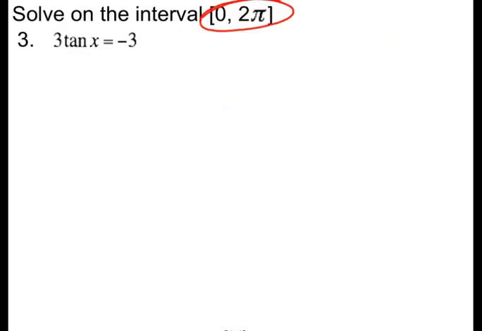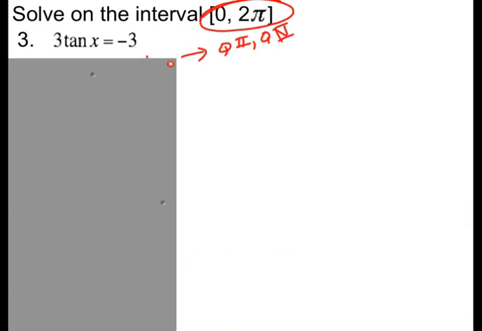So now I want to solve on a specified interval, and this time I'm dealing with tangent. So 3 times the tangent of x is equal to negative 3. Well, I know that if tangent is negative, I'm going to be getting answers that should be in quadrants 2 and 4, because that's where tangent is negative. So I will isolate the tangent of x by dividing both sides by 3. And I have the tangent of x is equal to negative 1.